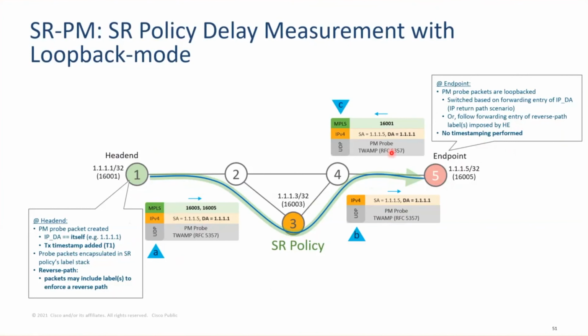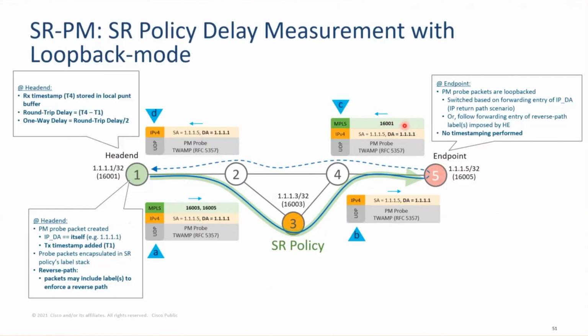So the packet in this case is going to be sent back to the head end. If we see that it has a label, this is the label that corresponds to the destination address. So node number 5, after looking at the IP address of the destination, ends up pushing the label corresponding to node 1, in this case 16001. The packet is switched by the network with that label, and it arrives at node number 1.